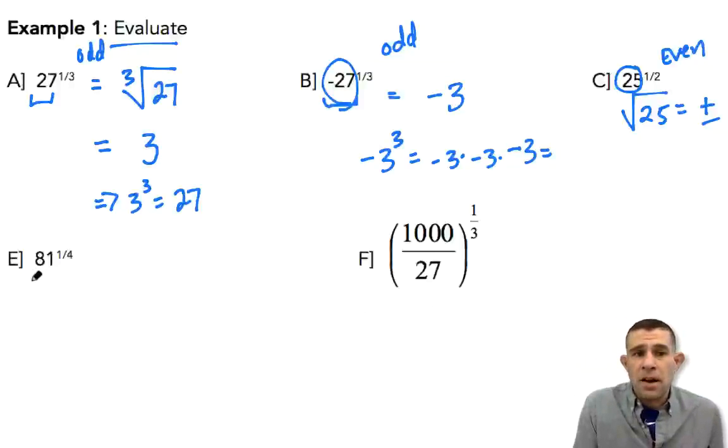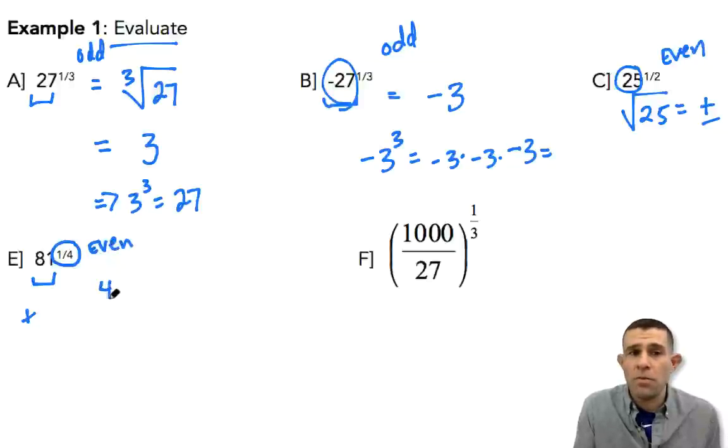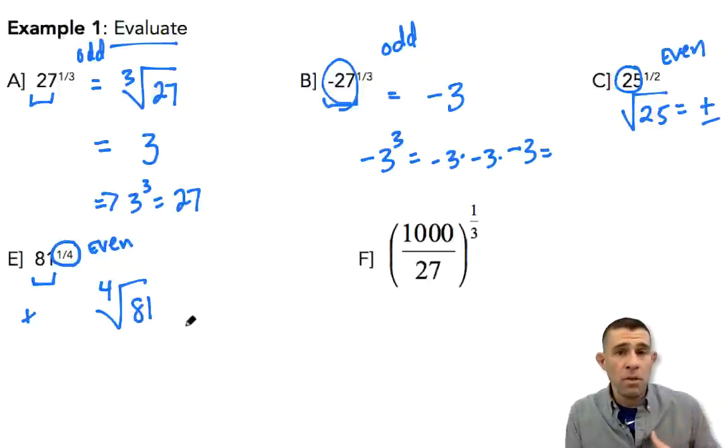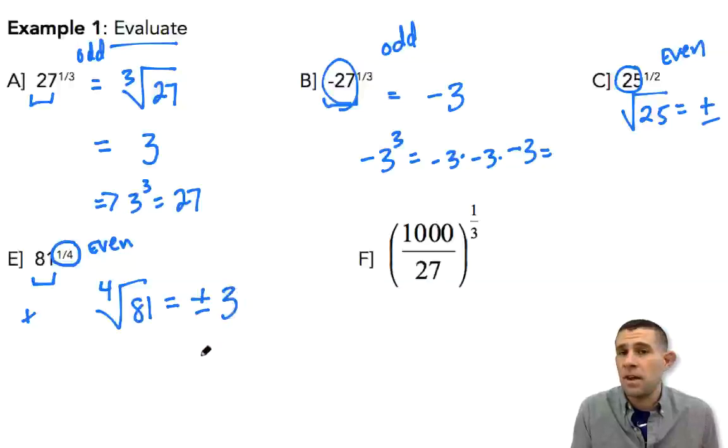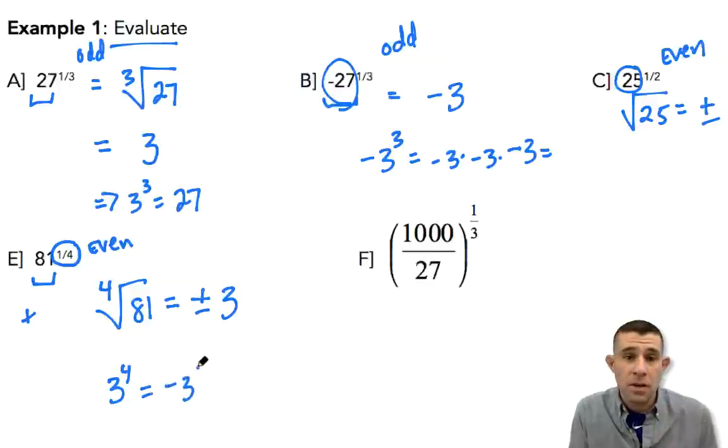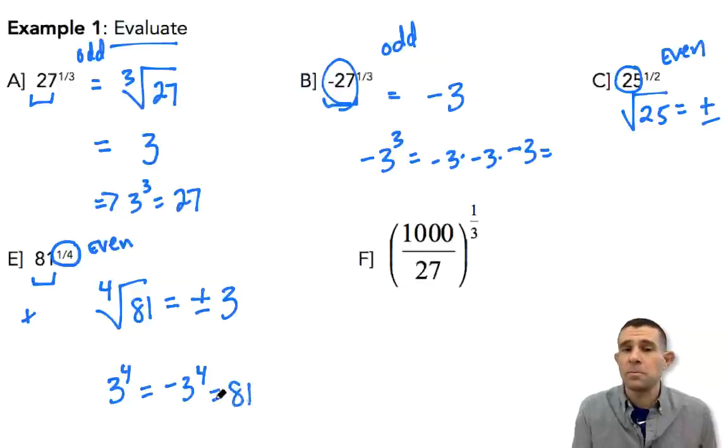In letter E, I have the same situation. I have a positive base, and my root here is an even number because it's 4. So I want the 4th root of 81. So I'm looking for the number that I multiply by itself 4 times in order to get positive 81. And remember, there should be two solutions here. In fact, the two solutions are positive and negative 3, because if I took positive 3 and raised it to the 4th, I would get the same thing if I took negative 3 and raised it to the 4th, and that would give me 81.